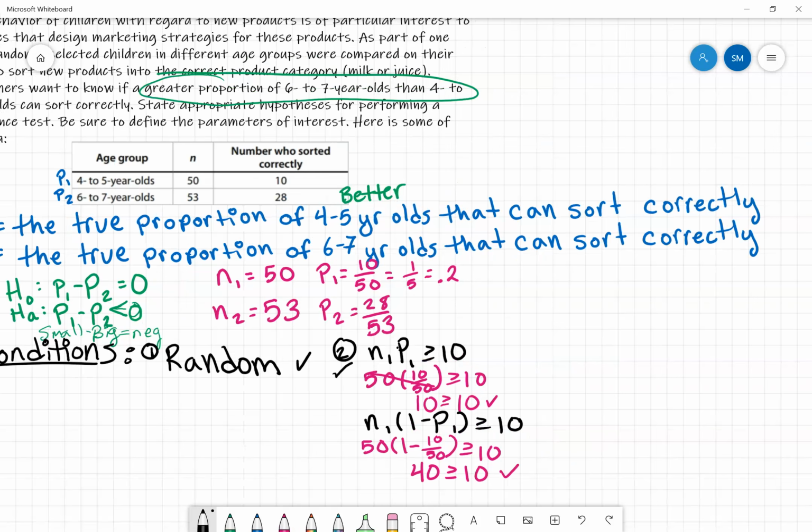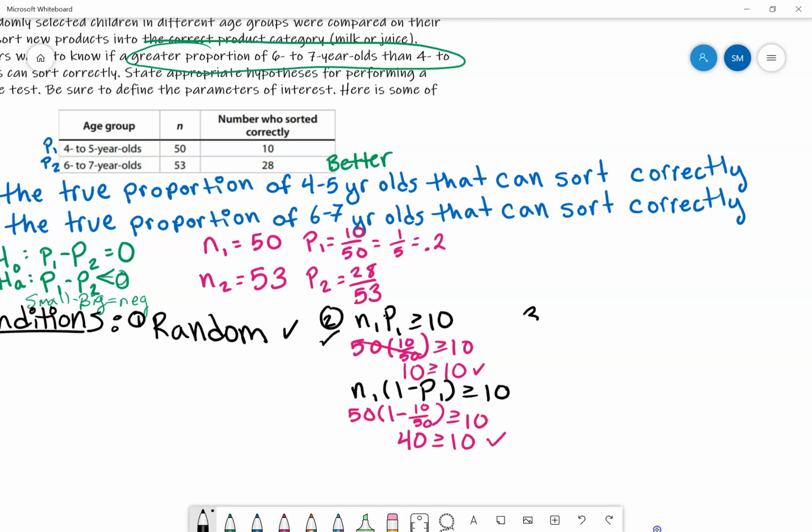Okay, so let's look at condition number 3. Is n sub 2 times p sub 2, sorry, not n times 2, n sub 2 times p sub 2, greater than or equal to 10? So our sample size for the second set of data is 53 times 28 over 53. Is that greater than or equal to 10? Boom, 28 is greater than or equal to 10, so that's good.